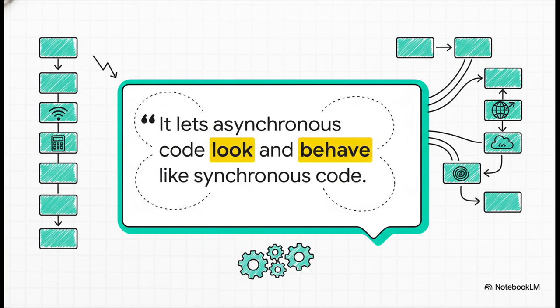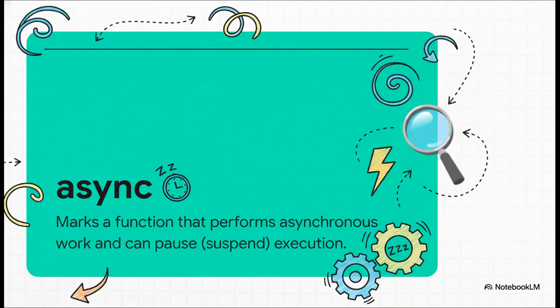I mean, just imagine writing code that fetches something from a server, but it reads just as simply as code that adds 2 plus 2. Straight line, top to bottom. That's the magic we're talking about. So how does it all work?